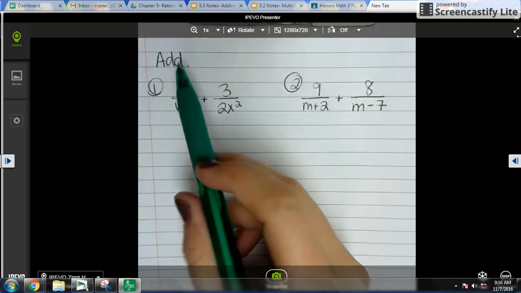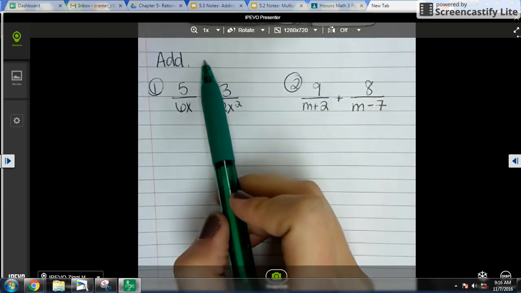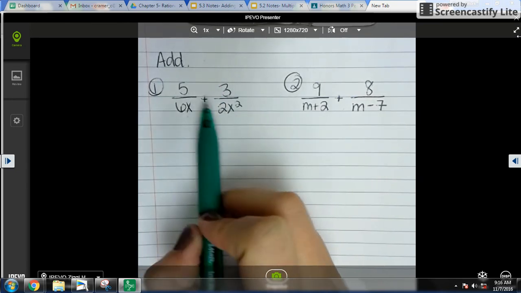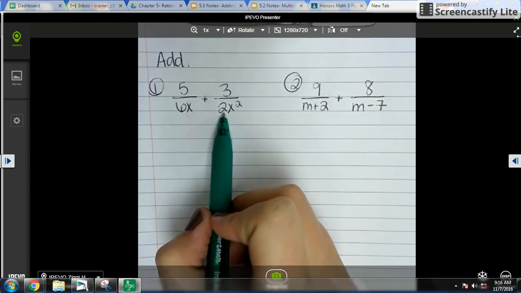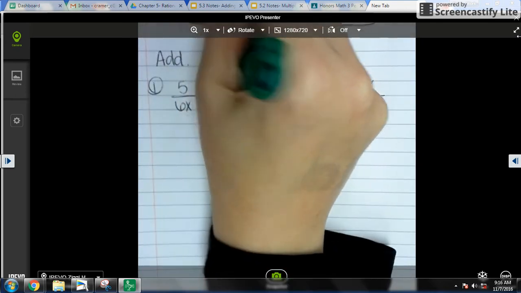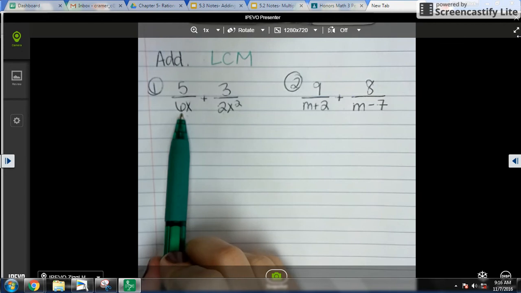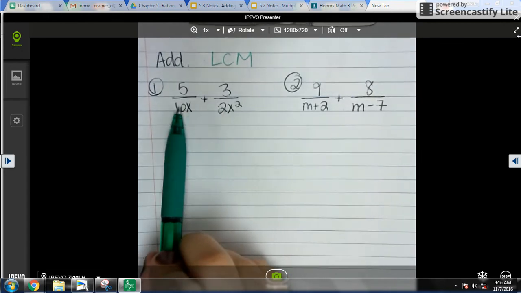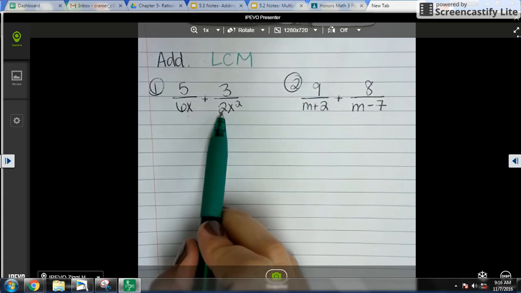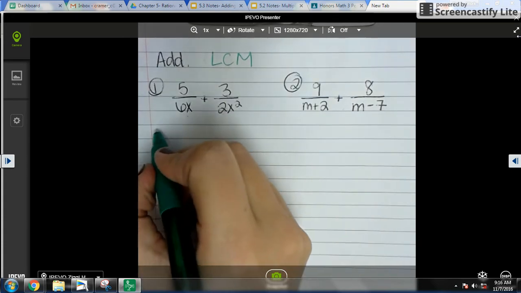All right, so we need to add these expressions, and in order to add, it must have a common denominator. So here, right now, as is, these do not have a common denominator. So what we want to look for is the least common multiple, which is the smallest thing that we could multiply each of these by to get them to be the same. So here, 6 and 2, the least common multiple would be 6.